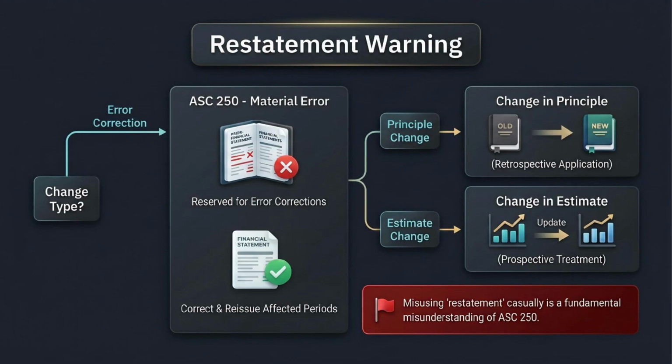Do not use restatement for a normal estimate change. Do not use it casually for a principal change either, that is, retrospective application. Precise language matters here. In exams and professional memos, using the wrong word can reveal that the classification itself is wrong. Accounting language is not fancy decoration, it is risk control.